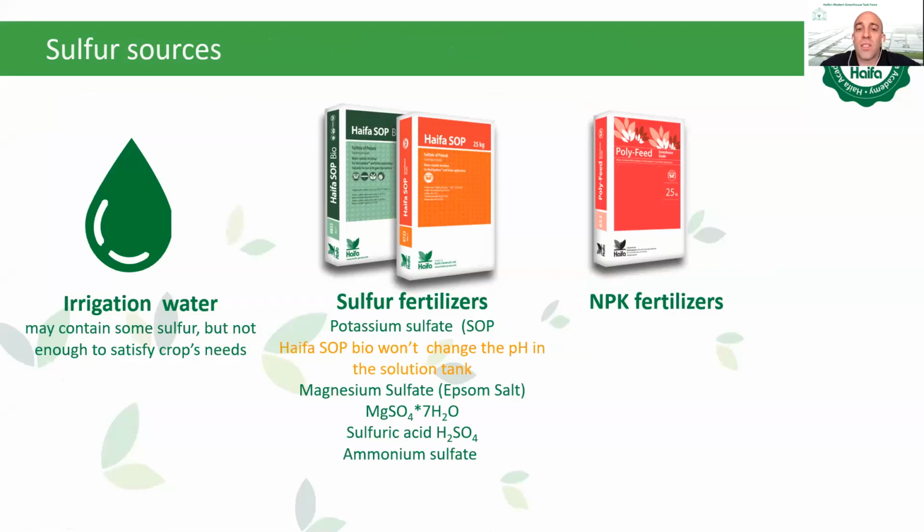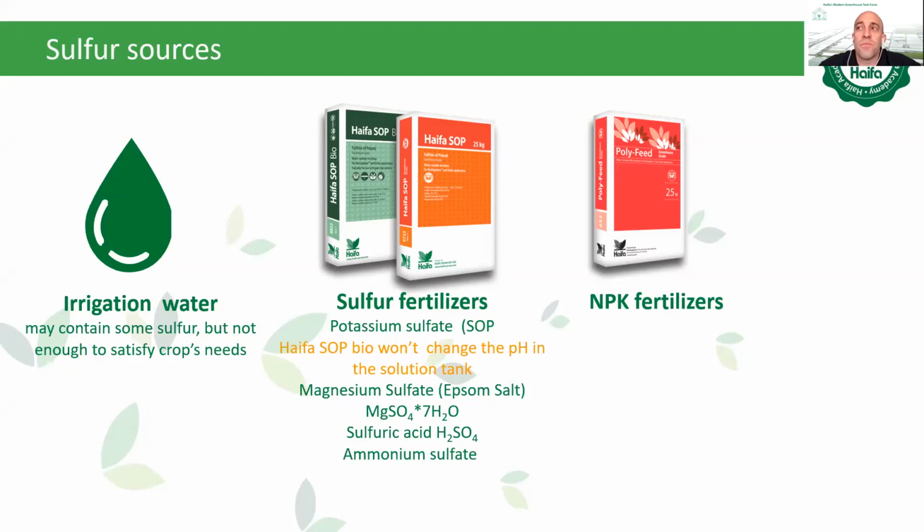A lot of the mineral fertilizers that we use contain sulfur. Potassium sulfate, for example, contains a high amount of sulfur. We have the Haifa SOP bio, which is a special kind of potassium sulfate that will not decrease the pH in the tank solution. Magnesium sulfate, sulfuric acid, and ammonium sulfate all contain a high ratio of sulfur.